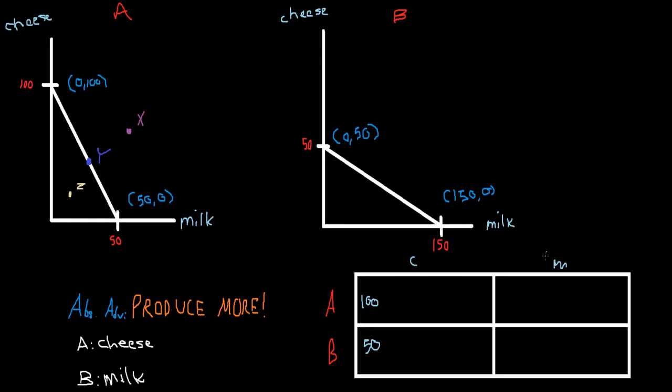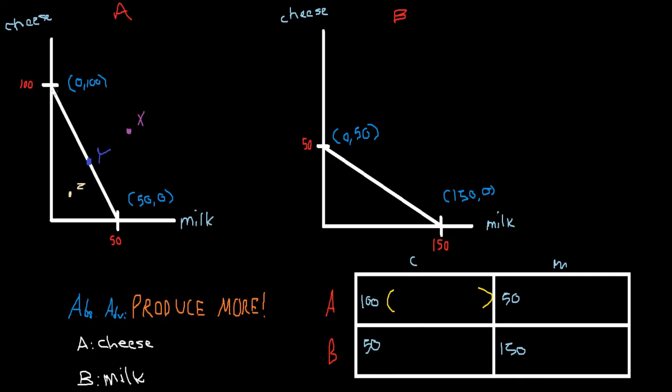So let's look at milk production. A can produce 50 milk, while B can produce 150 milk. All right, so now we're going to look at the relative values of the milk and the cheese. Let me actually draw these parentheses a little bit nicer. So what do I mean by that? I mean, how much milk do you give up when you make one cheese, and how much cheese do you give up when you make one milk?